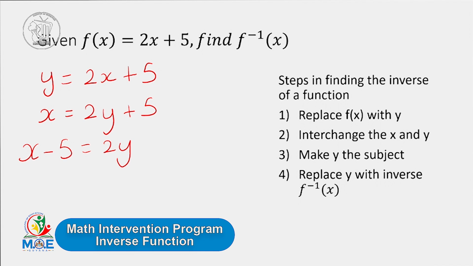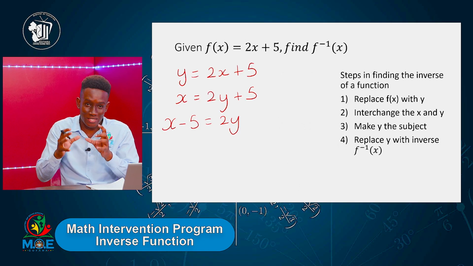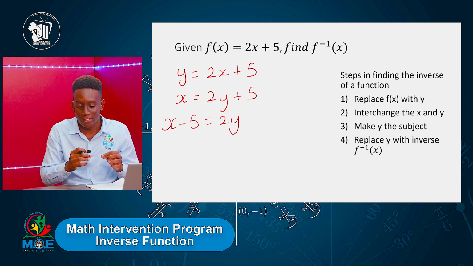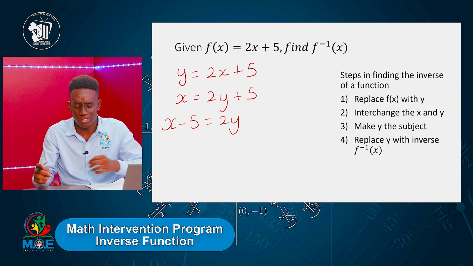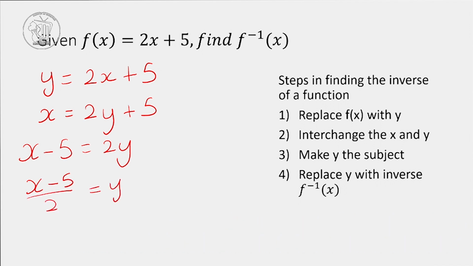And lastly, we want to take over the 2. So we see the 2 here is multiplying the y. So we take the 2 over the equal sign. The opposite of multiplication is division. So this will now give us x subtract 5 all divided by 2 is equal to y.